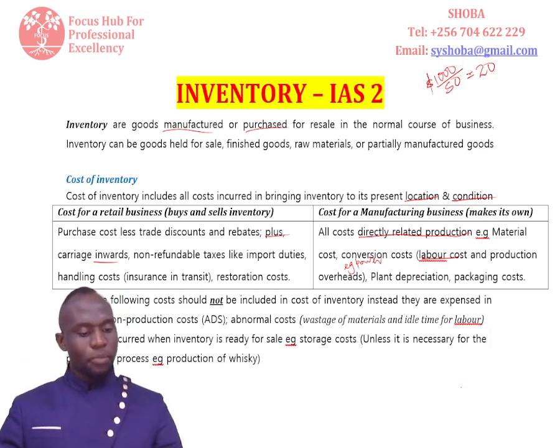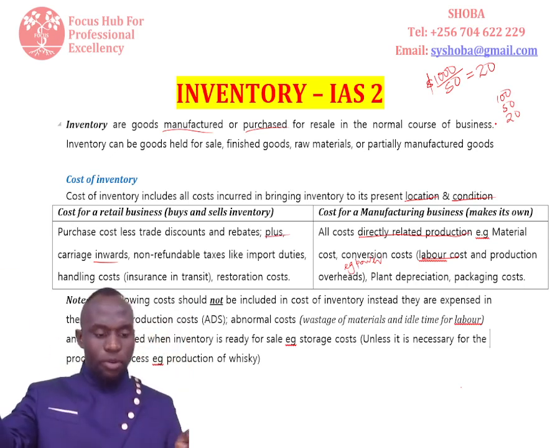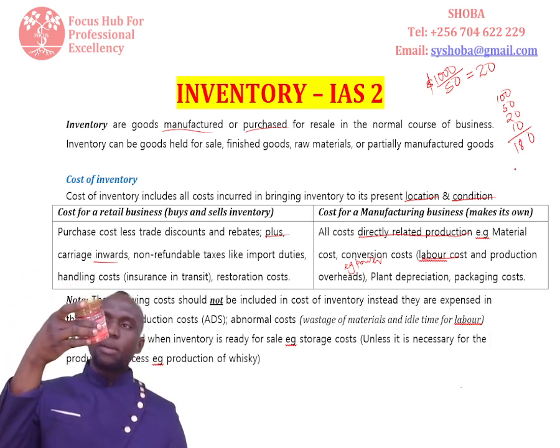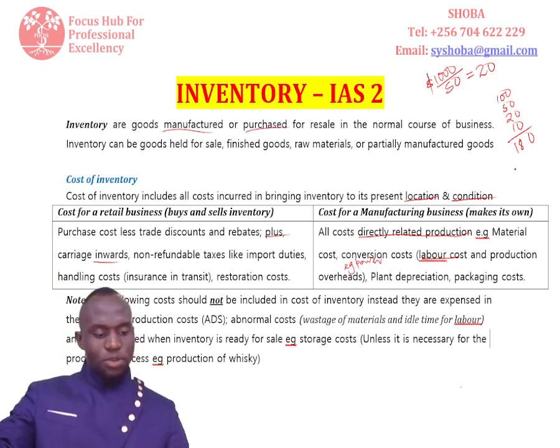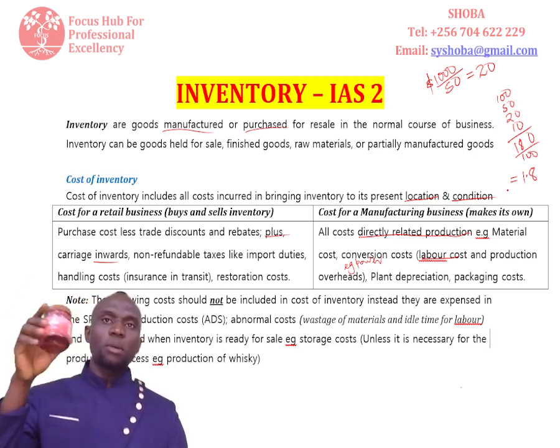Now the total cost would be, maybe material cost is $100. Then conversion cost is maybe $50. And plant depreciation, we've said we are charging $20. And to pack this as well, it is also part of the inventory cost. Packing is maybe $10. Now this total would be $180. Now assuming we are making maybe 100 of these, the cost per unit would be 180 divided by 100, which would be $1.8. So the total cost of each of these is $1.8.